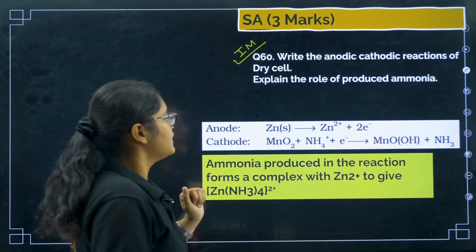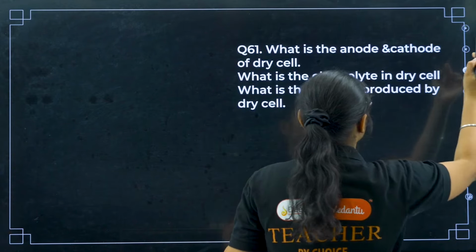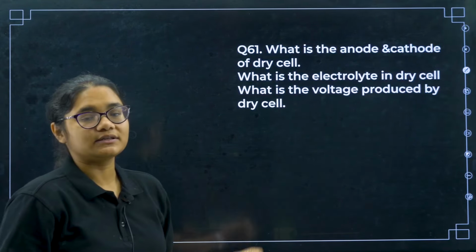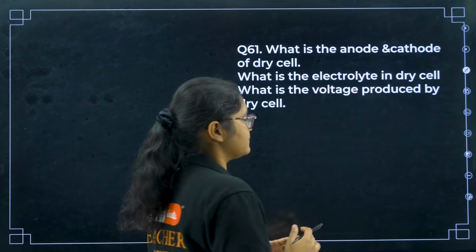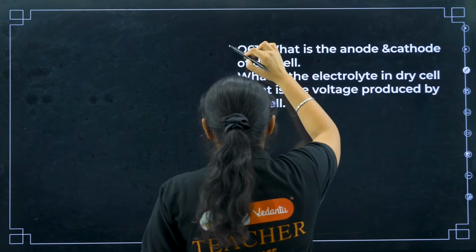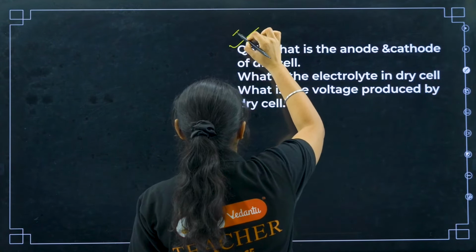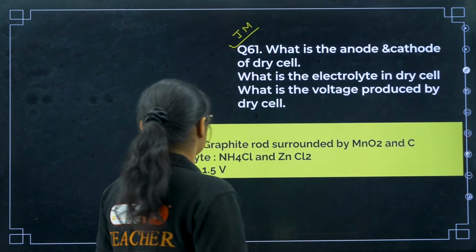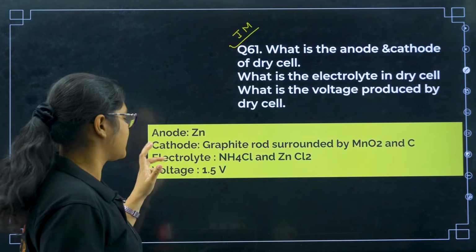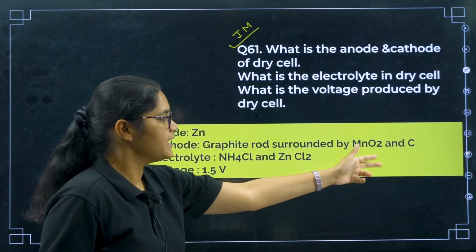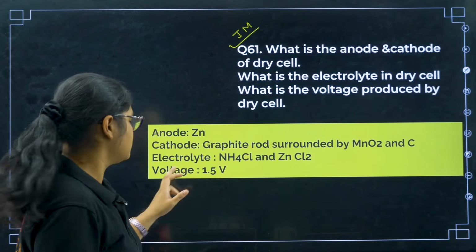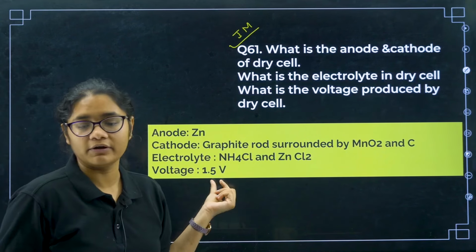Next we'll do some more questions on the dry cell: what is the anode and cathode, what is the electrolyte, and what is the voltage produced by the dry cell. This also I can mark as an important question but not very important. Here you can see zinc anode is used, cathode is a graphite rod surrounded by MnO2 and C, electrolyte is NH4Cl and ZnCl2, and the potential or voltage is 1.5 volt.